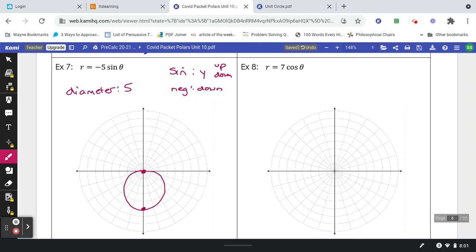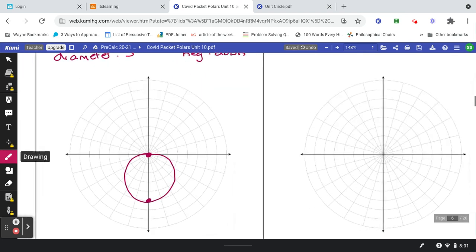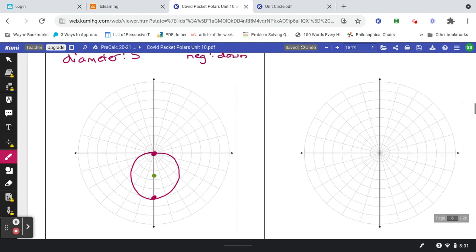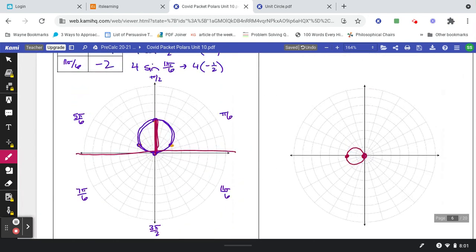Now, one thing I want to mention, Delta Math does ask you to plot the center of the circle. Anytime you're plotting the center of the circle, just do half of the diameter. So this one's actually going to be 2.5 in the middle. If you do the other one here, center of 1. Over here, center of 2.